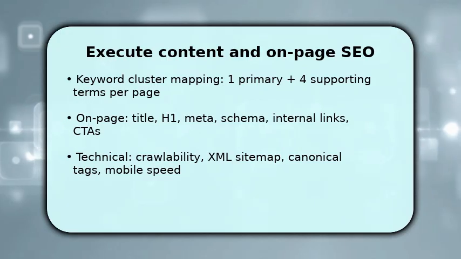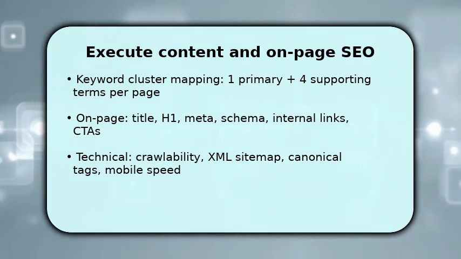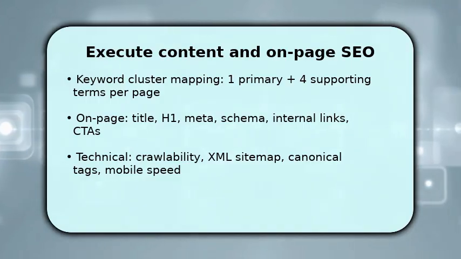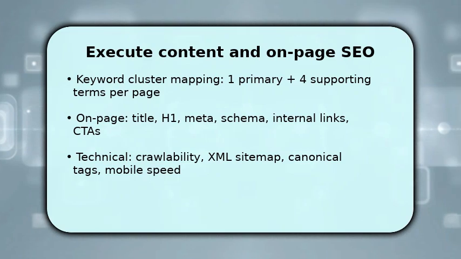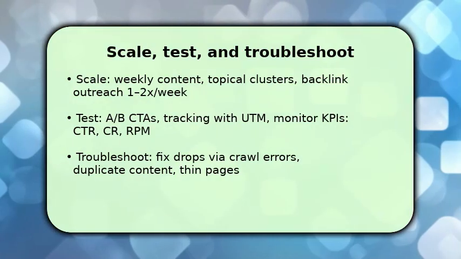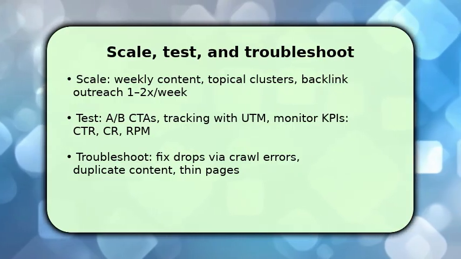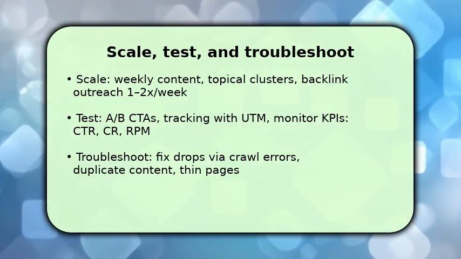Simultaneously check technical items. Ensure crawlability, submit XML sitemaps, set canonicals, and optimize mobile speed. These steps prevent wasted effort and let you scale by publishing weekly content within topical clusters and running backlink outreach 1 to 2 times per week to grow authority.